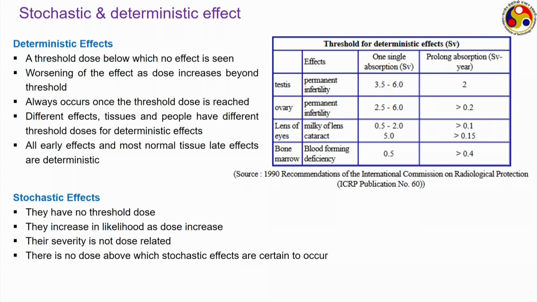And also there is no dose above which stochastic effects are certain to occur. They may not appear at all, but they can also appear with quite a small dose, because generally the effect is cumulative. When someone is subjected to a quite small dose for a very prolonged period, the stochastic effects can appear. But I repeat, if the strength of the dose is more, then they are more likely to appear, but the severity of the disease or effect has no relation with the strength of the dose.